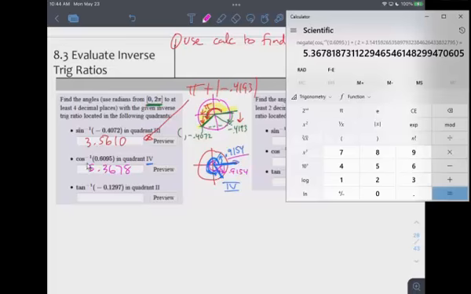Now, can I confirm that this is true? Well, if I take the cosine of this calculated value, do I get the ratio I was expecting? Yeah, the 0.6095.